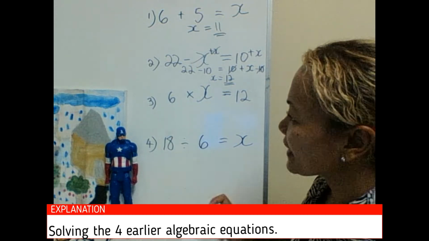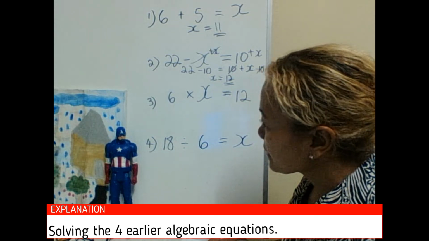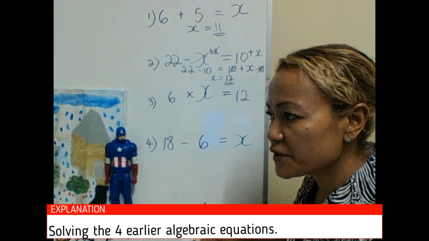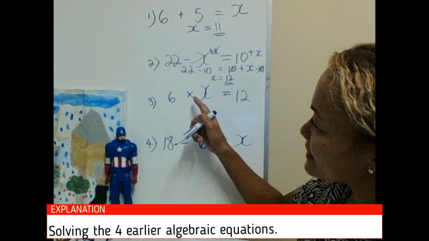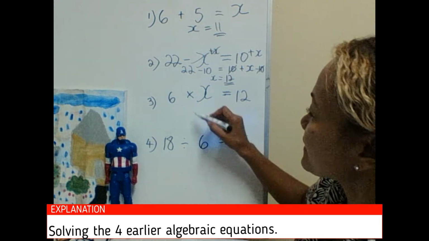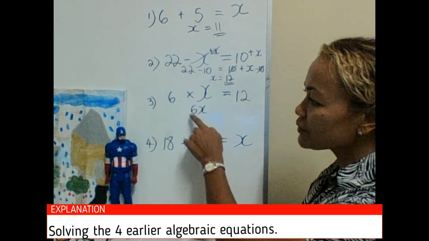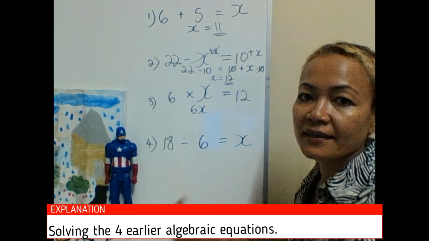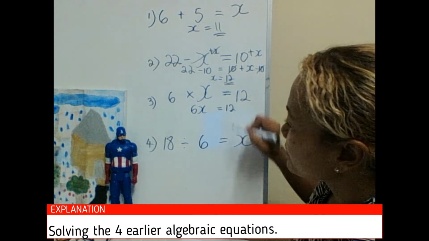Here's 6 times x. There's another thing that happens in writing out mathematical, especially algebraic equations, where if you're saying 6 times x, another way to write it, and in fact the proper way to write it, is 6x. When you see 6x, you automatically know it means 6 times x. So 6 times x is equal to 12.